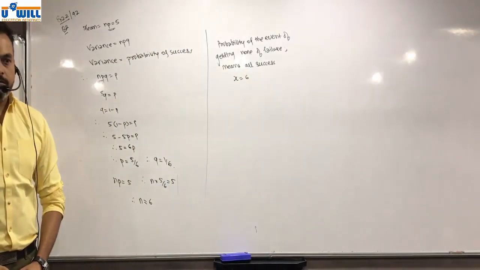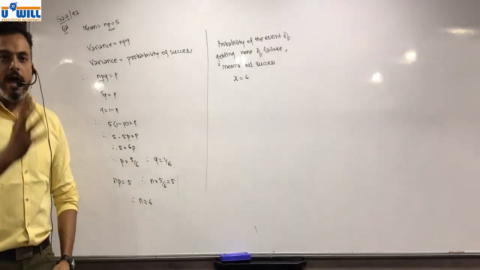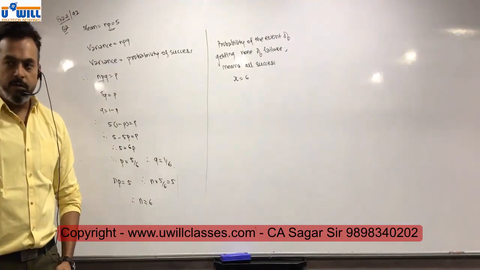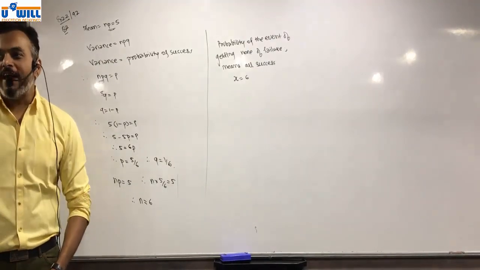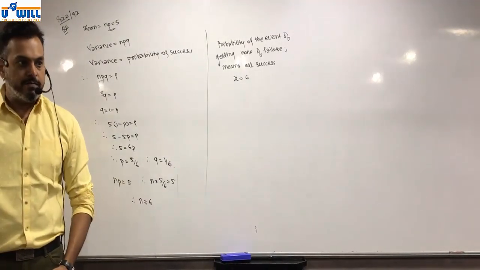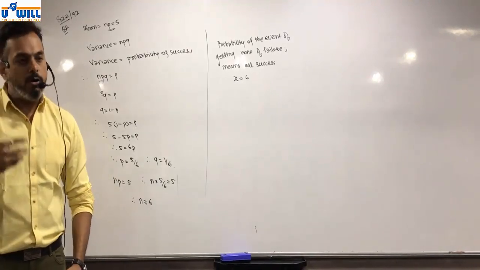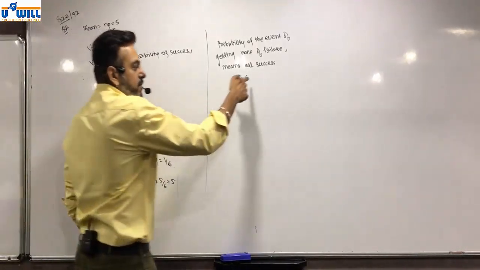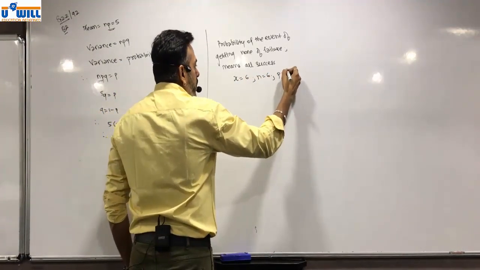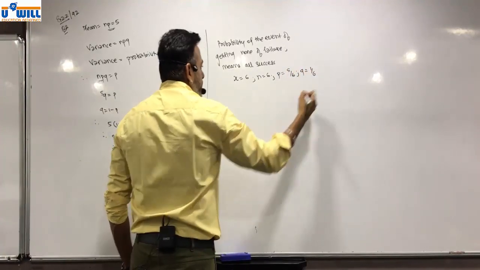Understood this? Say for example, you are giving 6 papers. I want you to be successful in all the 6 papers, or I want that you should not fail at all. It means, can I say x is equal to 6? Probability that you will pass in all the papers, all the subjects. Now, x is equal to 6, n is also equal to 6, p is equal to 5 by 6, and q is equal to 1 by 6.